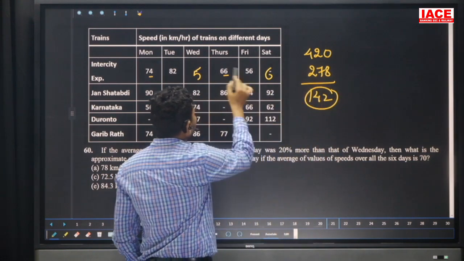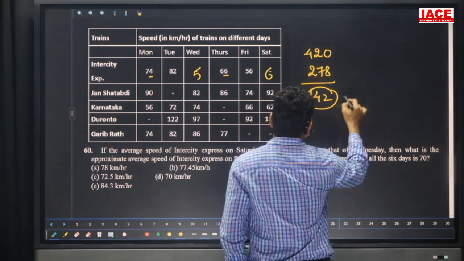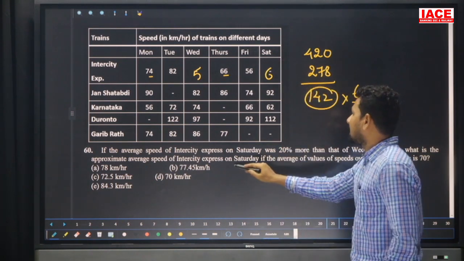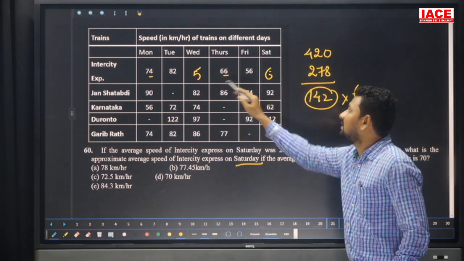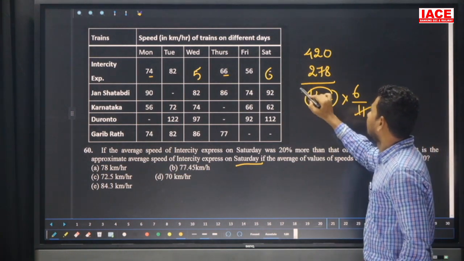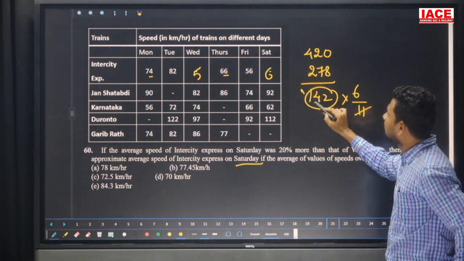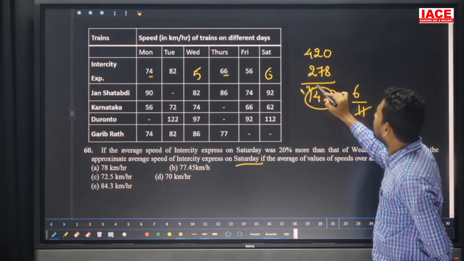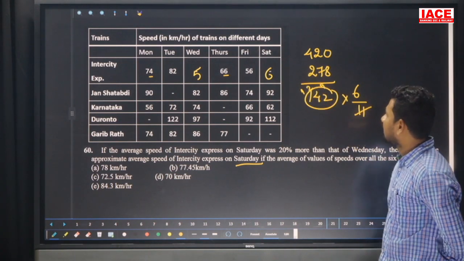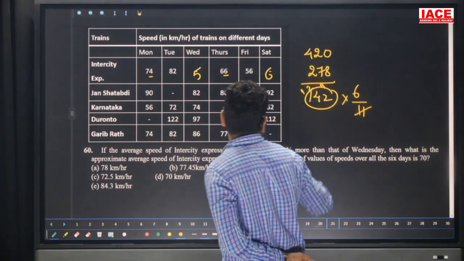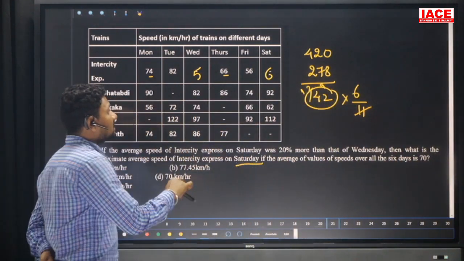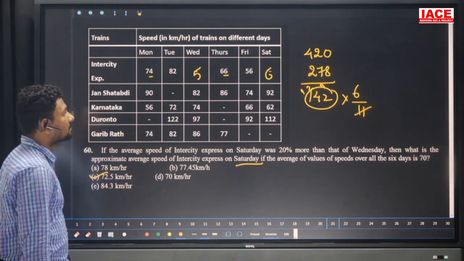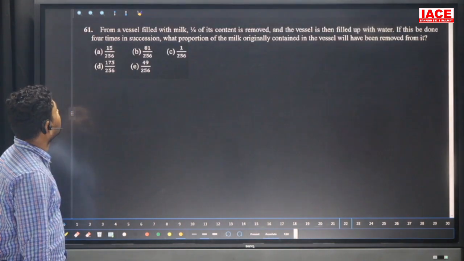This 142 we should share in the ratio 5 and 6. In this we need 6 by 11. We need the Saturday speed. Saturday speed is 6 parts, and the total is 11 parts. Then 11 ones are 11, the remaining value is 32, 11 twos are 22, and we get 12.9 something. 12 sixes are 72 and 6 nines are 54. Then 72.5 will be our answer. Then our option is C here. And move on to the next question.